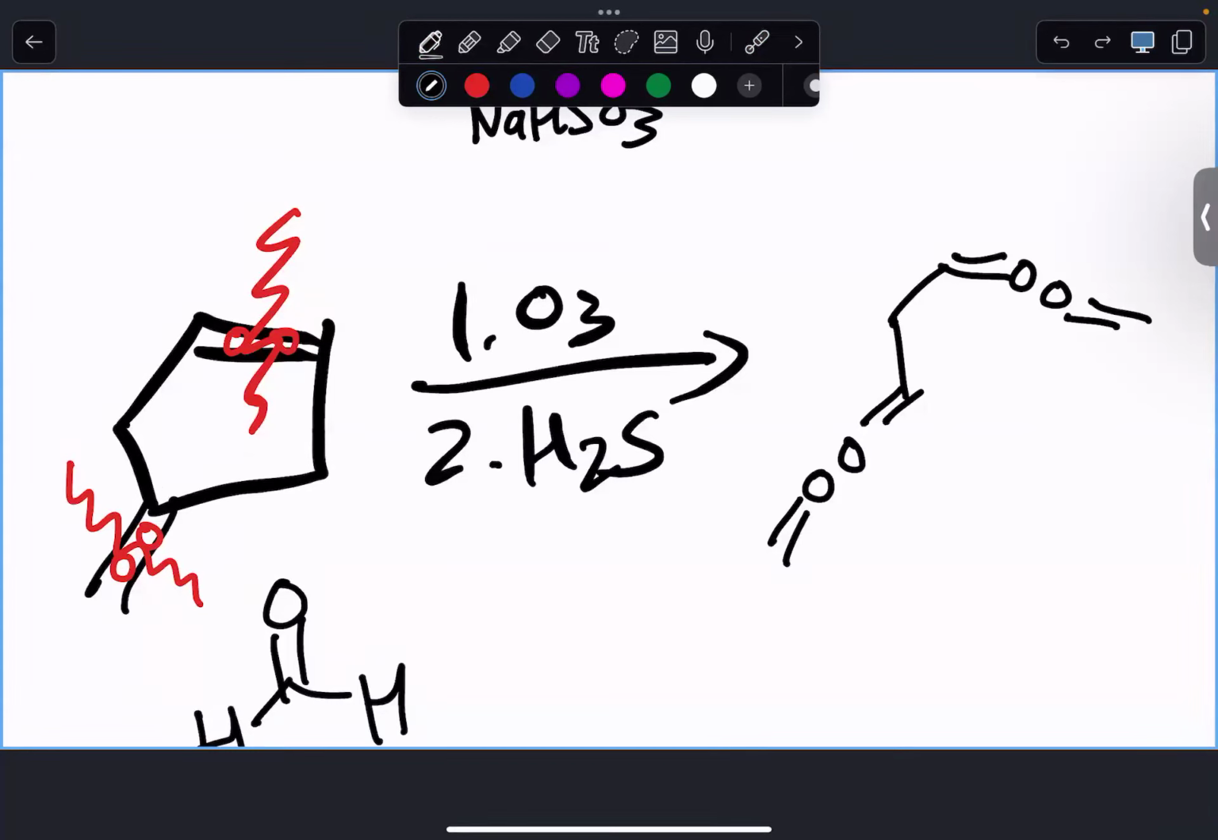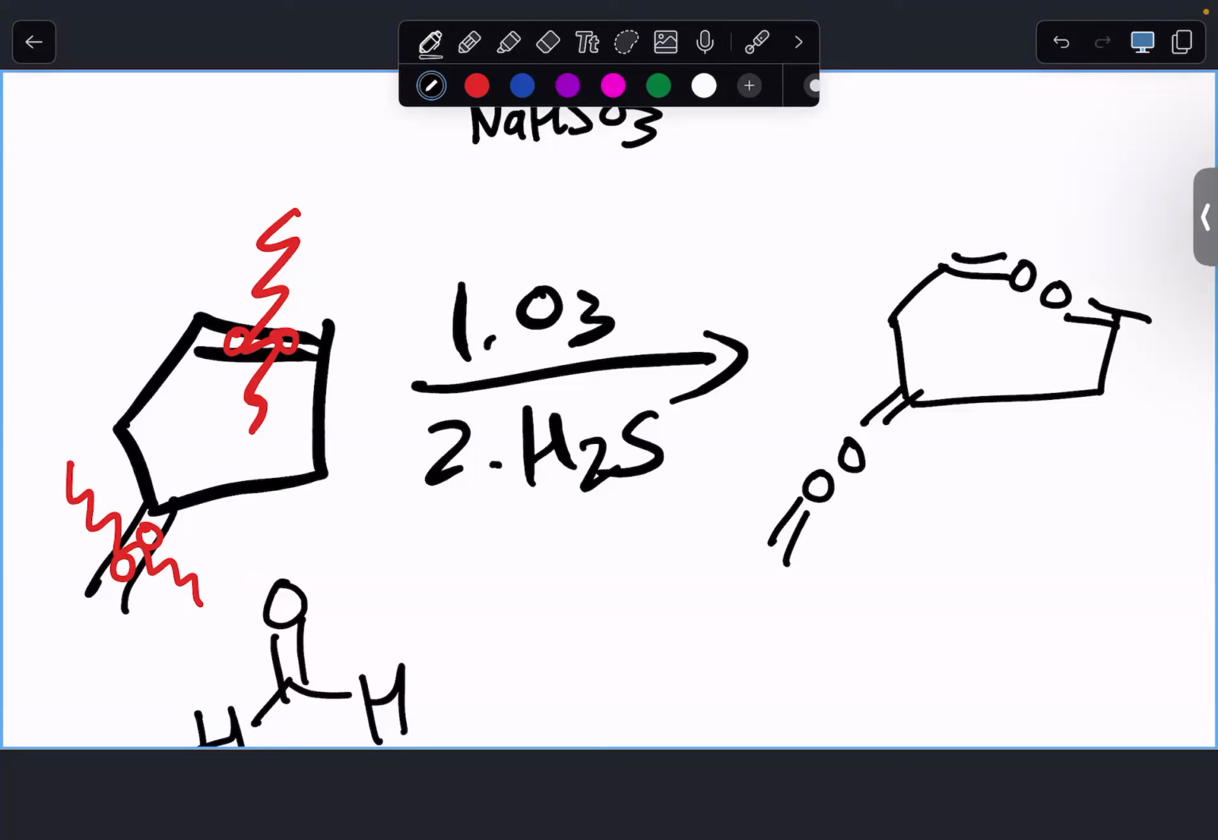And be careful because these bonds are still attached to each other. We did not cut those bonds at all. Some people make these bonds separate, but we did not cut those bonds. The only bonds we cut are the double bonds, in half.